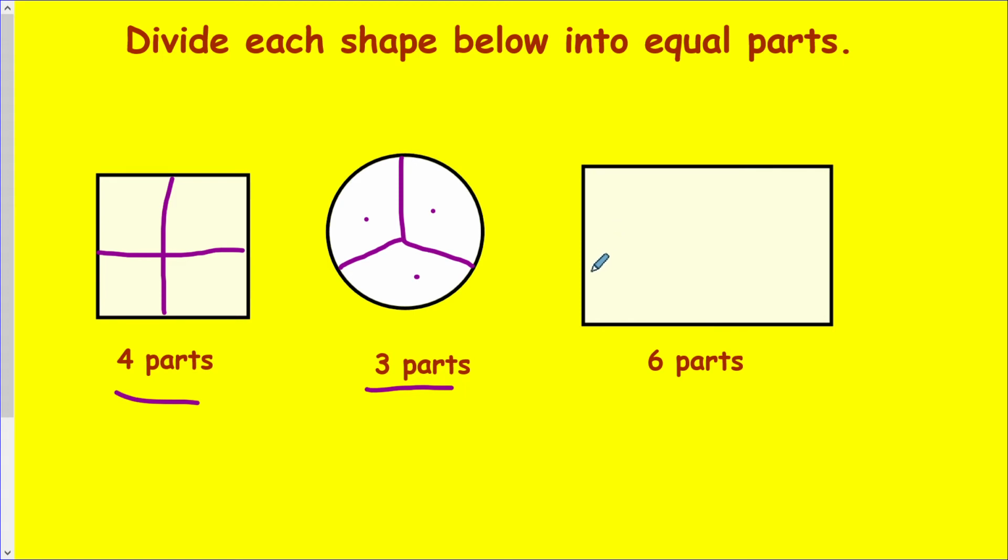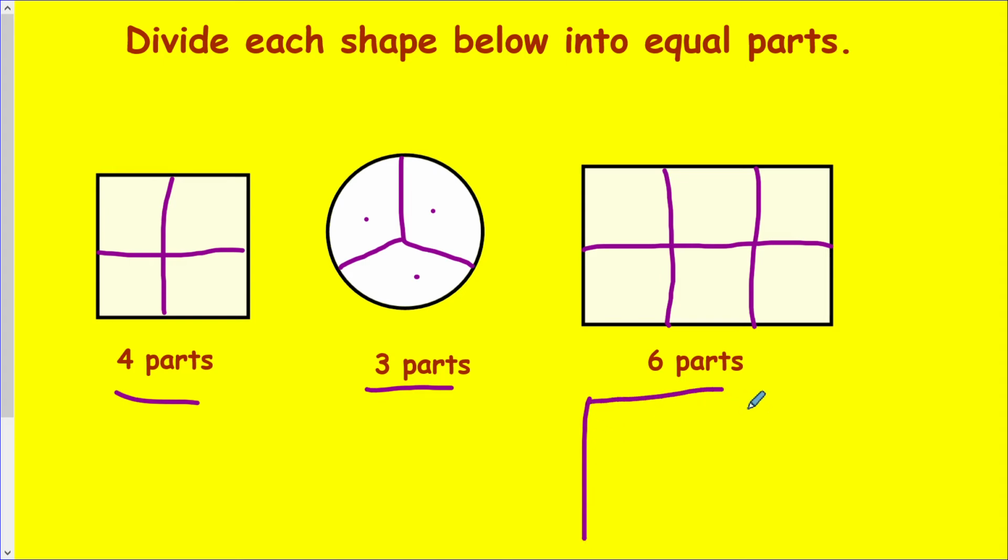Okay, 6 equal parts. There's several ways to do this. We could start there. We have 2 equal parts now. Then I could draw a line here. I could draw a line here. Can you think of another way?